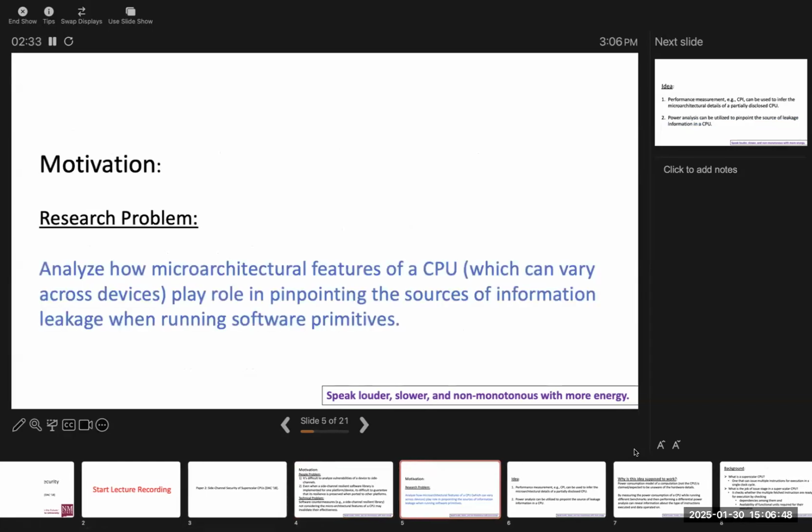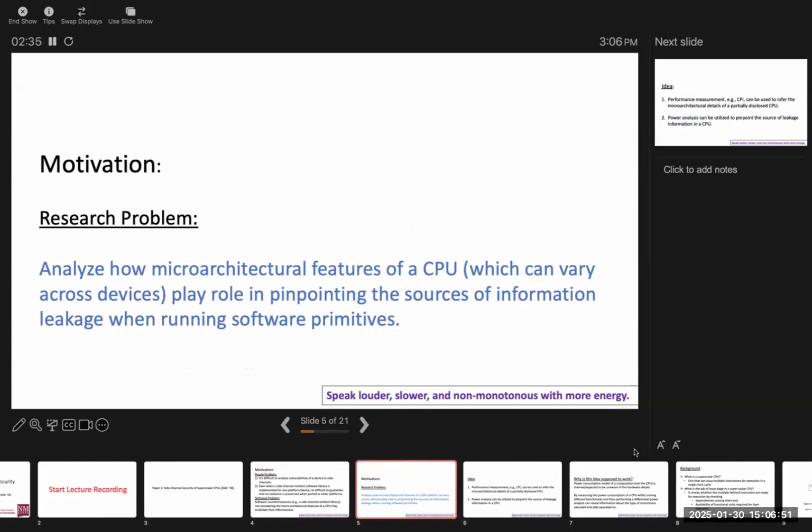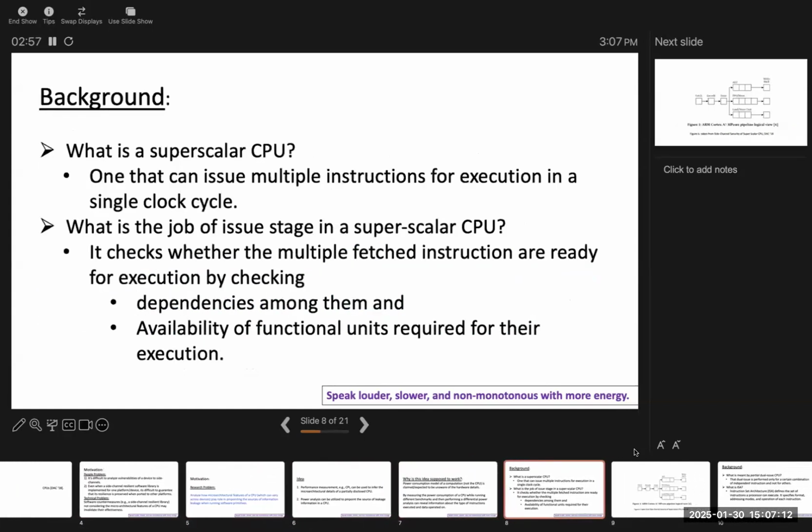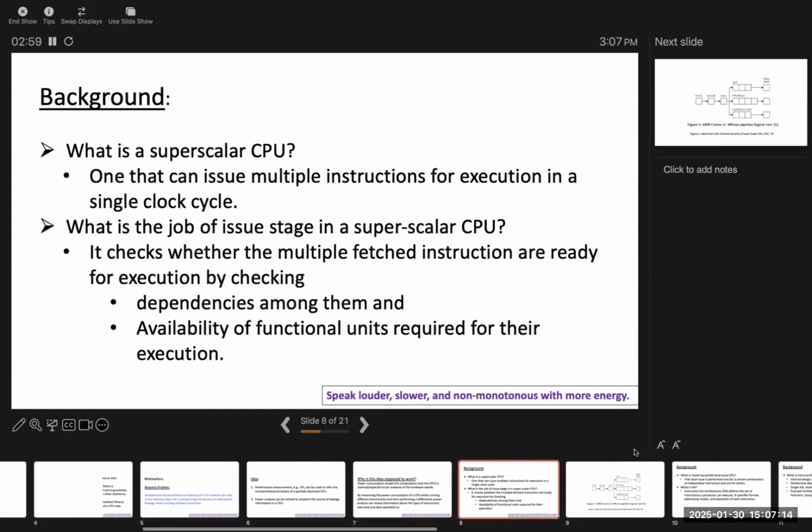Okay, so the research problem is to analyze how microarchitecture features of a CPU, which can vary across devices, play a role in pinpointing the sources of information leakage when we run software primitives on top of that architecture. Okay, I'm skipping this because I want to focus more on today's slides.